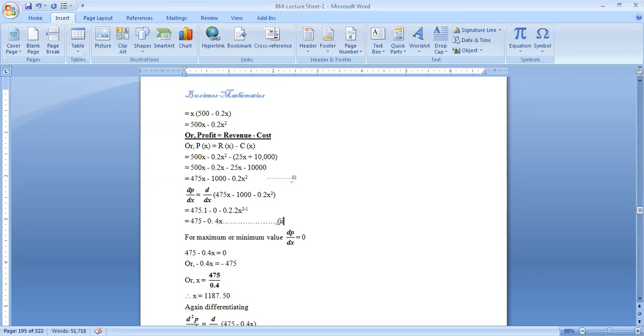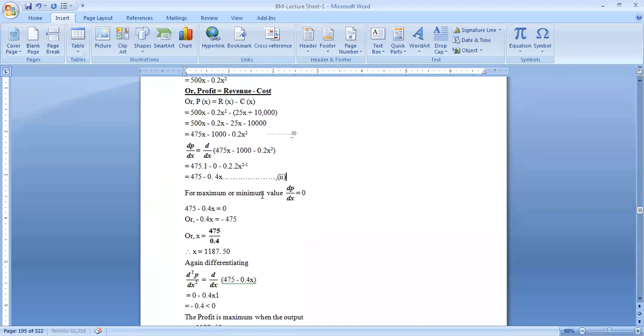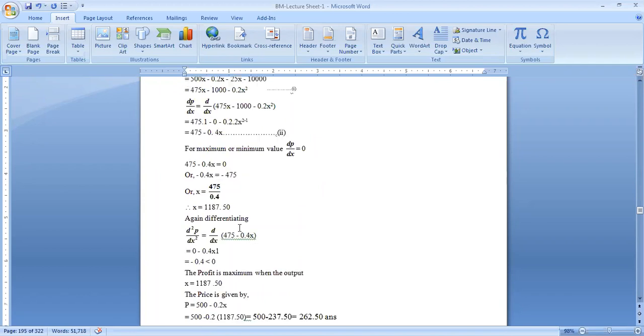Now for maximum or minimum value, dp/dx must be 0. This dp/dx we have found here from equation 2, 475 minus 0.4 into x equals to 0. That means x equals to 1187.50. This is the number of units.